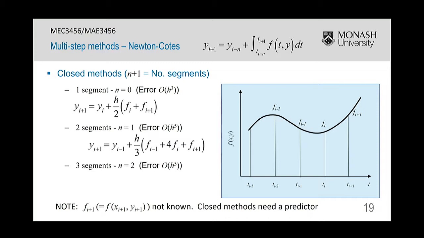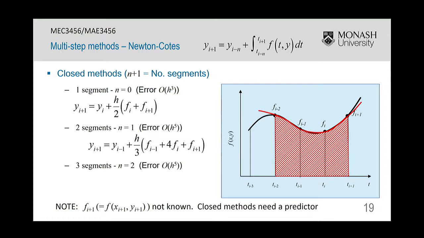The three-segment case, n equal to 2. We're going to fit a cubic to those 4 points there. We're going to integrate over that, and we come up with the formula y_(i+1) is equal to y_(i-2) plus this integral here, which of course is exactly the same as Simpson's 3/8 rule.